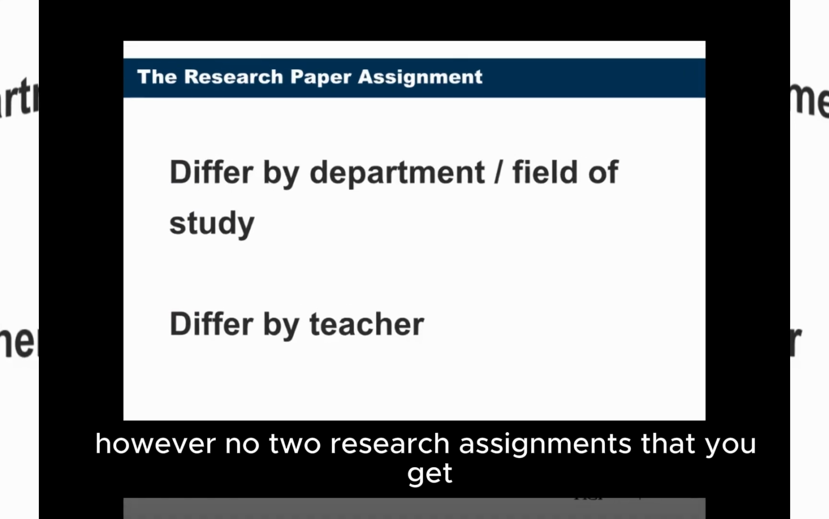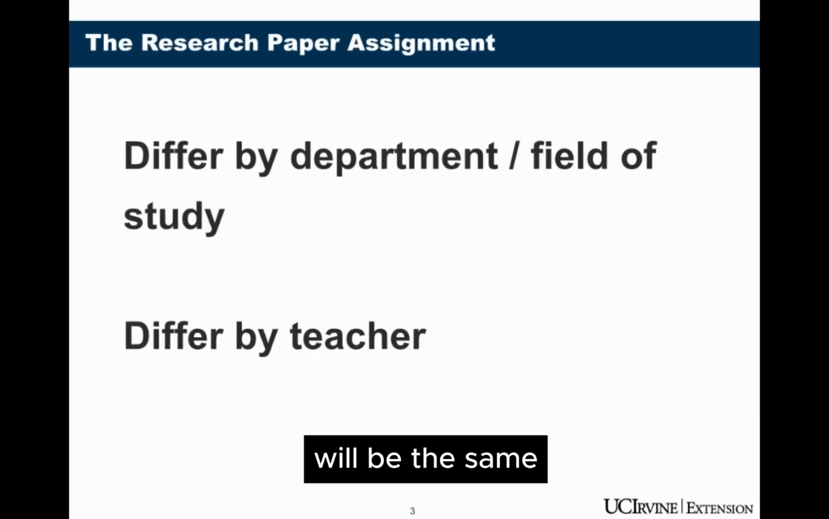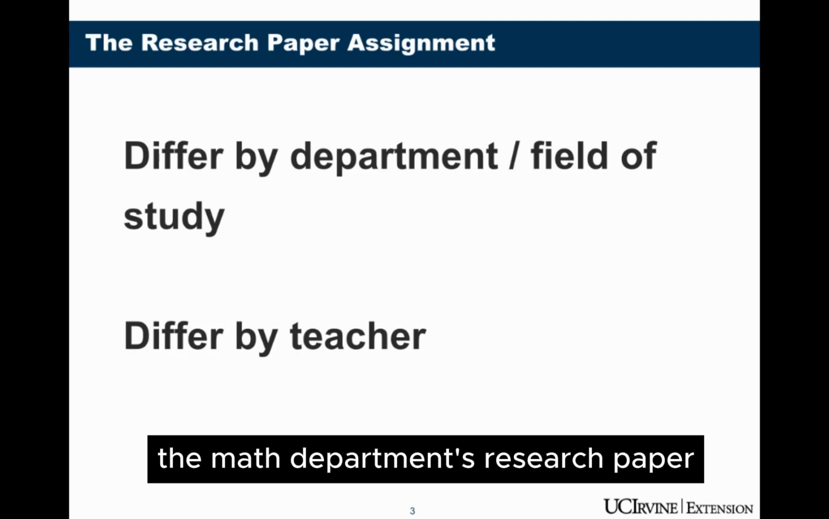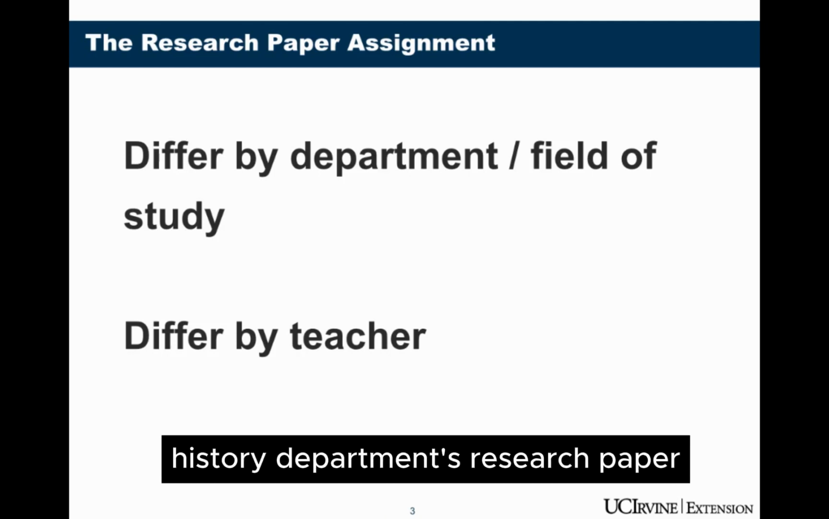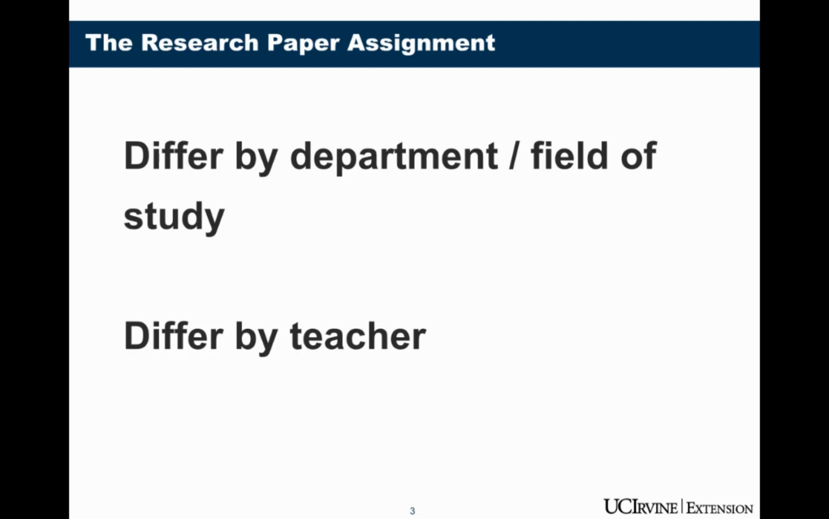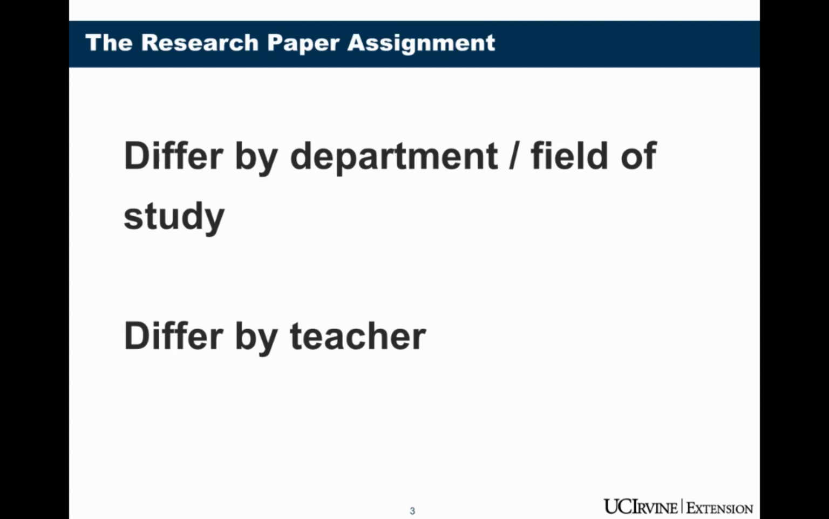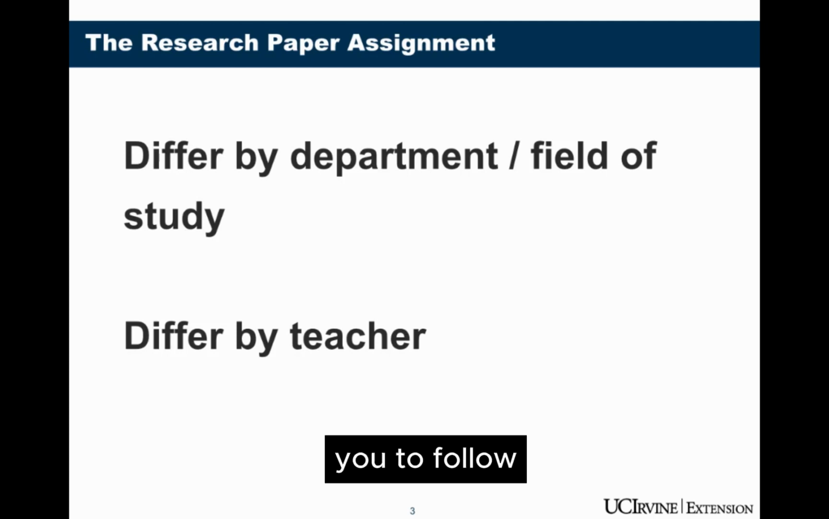However, no two research assignments that you get will be the same. Research papers differ by department or field of study. In other words, the math department's research paper will be very different from the history department's research paper. Also, different teachers will have different research assignments. They'll have different rules that they want you to follow.